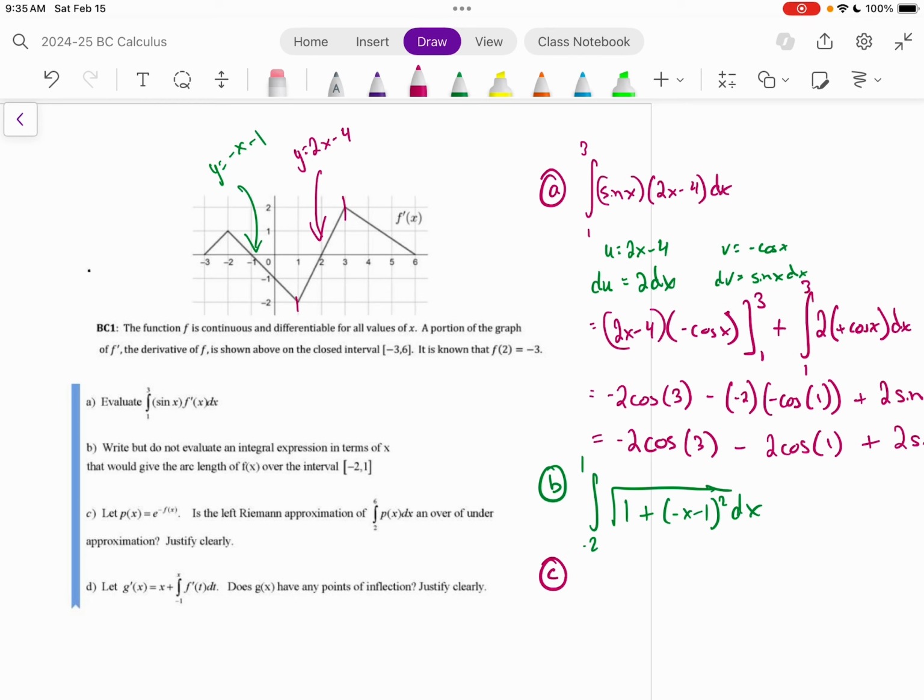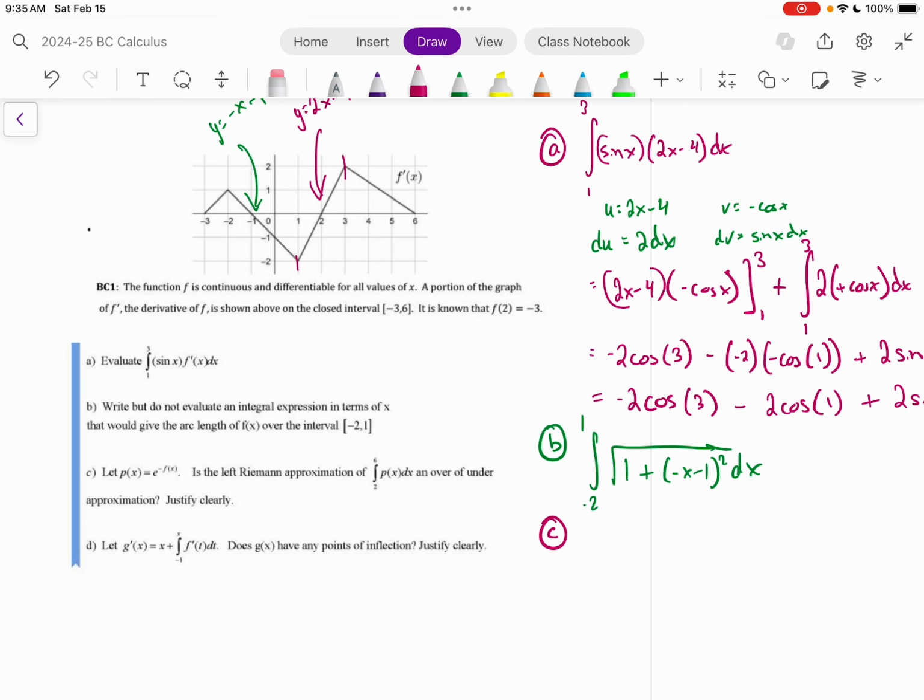Okay, we'll continue alternating colors to hopefully keep things a little bit clearer. Let p of x equal e to the negative f of x. Yikes. Is the left Riemann sum approximation of this thing an over or under approximation? Well, let's consider it.